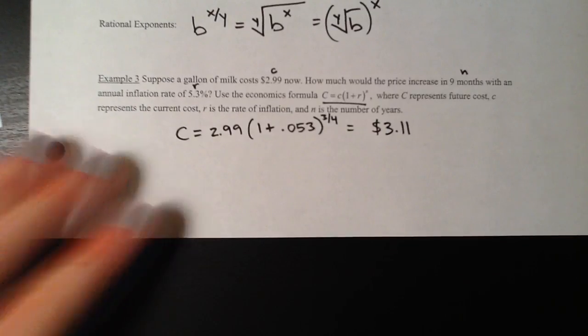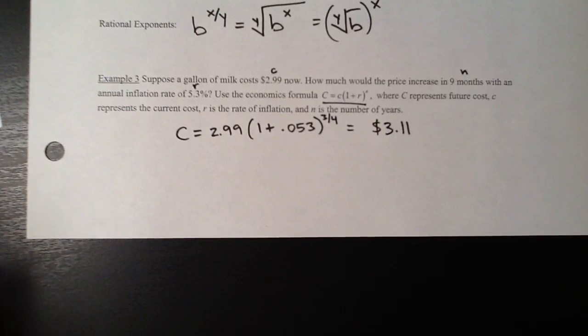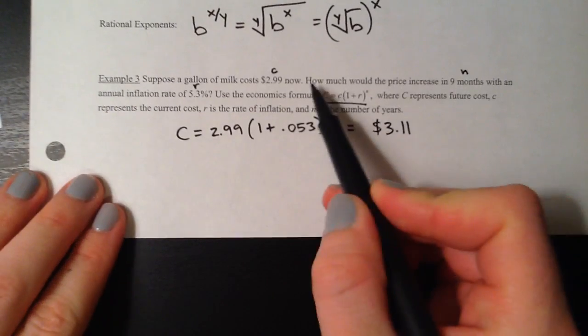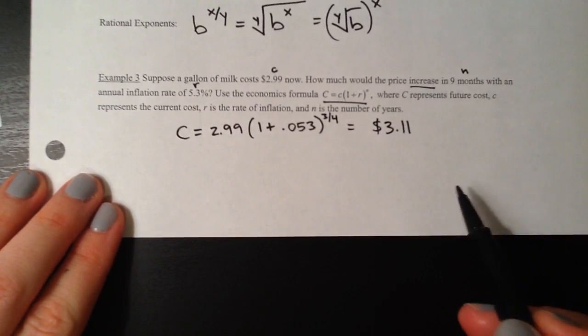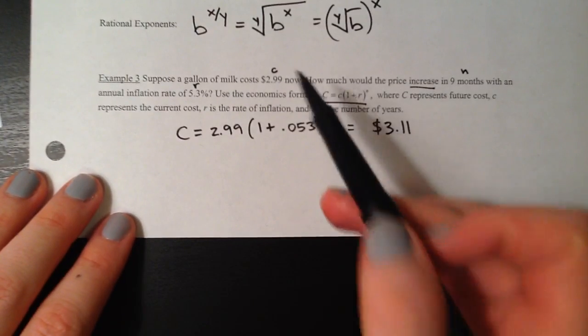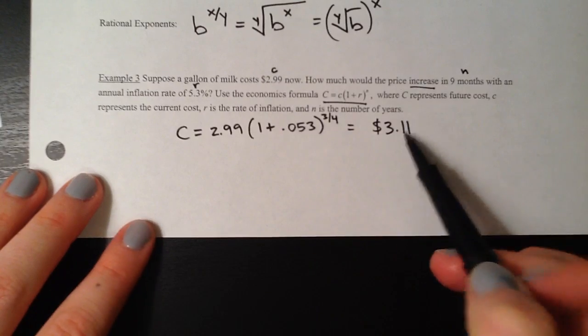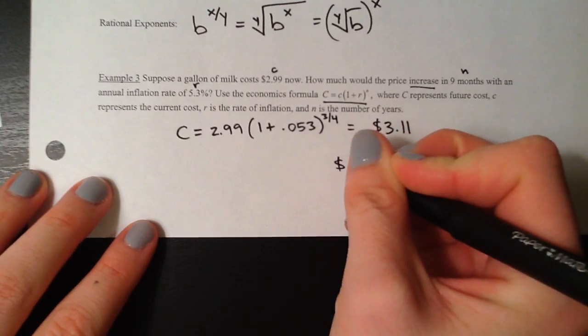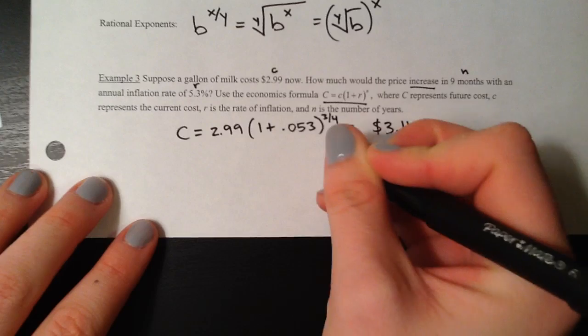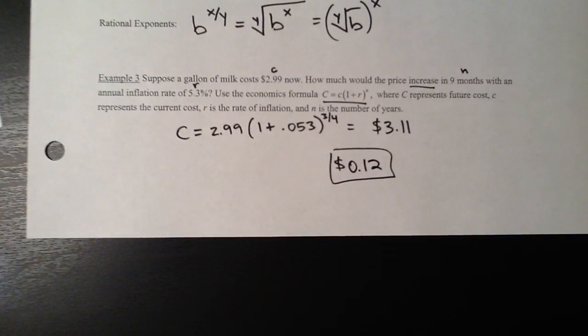Now you always in story problems want to make sure that you're answering the question. The question was, how much would the price increase, not what is the new price. So going from $2.99 to $3.11 means the increase was 12 cents. That's the answer that they want. So always make sure you're reading questions carefully. Okay, so let's flip over, see what else we've got going on here.